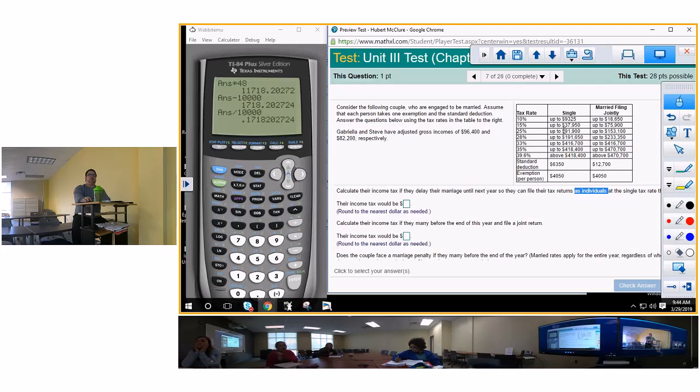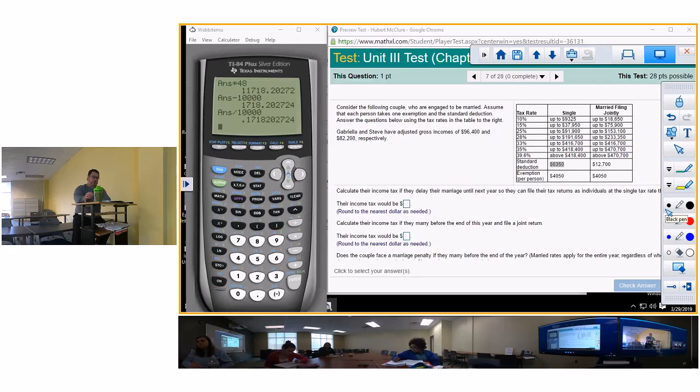All right? Now I'm assuming you add those two together because you're going to be comparing it to joint. So let's go ahead and do that. Take 96,400, and what is the standard deduction? Somebody add that together. The 6350 and the 4050. What is that? 10,400? Somebody check me. That's right. Okay. So take 96,400 and subtract 10,400, and take 82,200 and subtract 10,400.